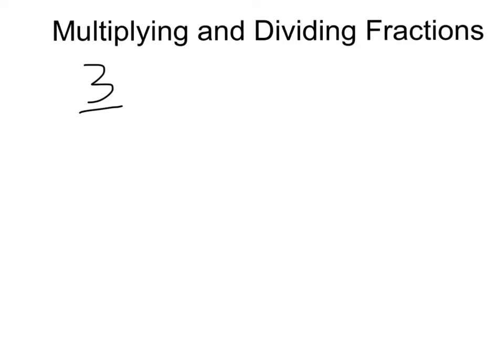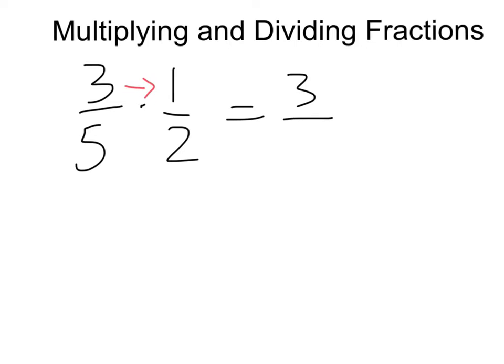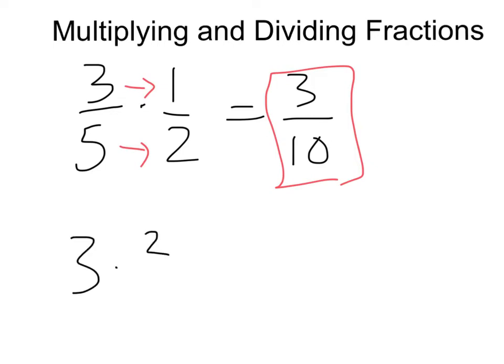Here we have 3/5 times 1/2. For multiplying, all you need to do is multiply straight across. So here we have 3 times 1. That's going to give us 3 on the numerator. On the bottom we have 5 times 2. That gives us a 10 on the bottom. Here we have our answer, 3/10.